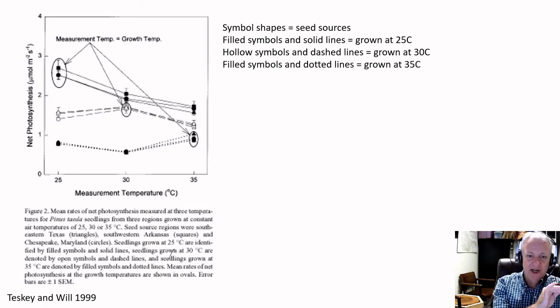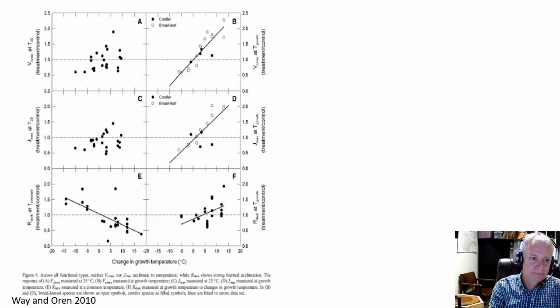These data don't show us whether they adjusted gross photosynthesis or adjusted respiration rate, but essentially what we're seeing is that they optimize their net photosynthesis rates for that growth temperature. So that's an example of acclimation responses. And we didn't see much adaptation in this experiment.